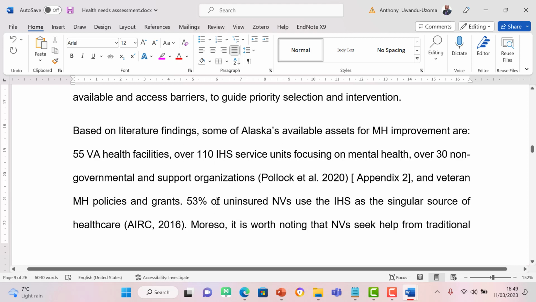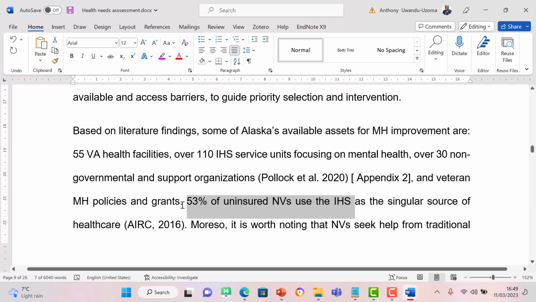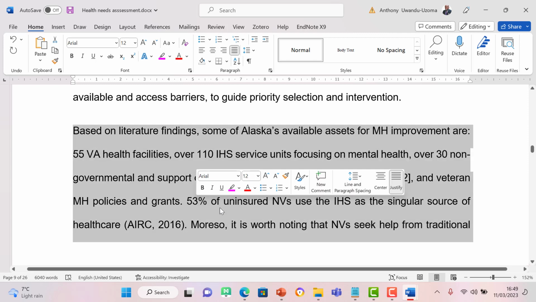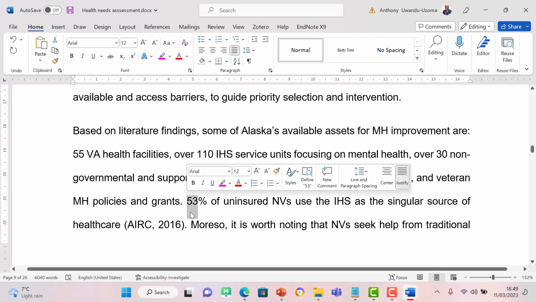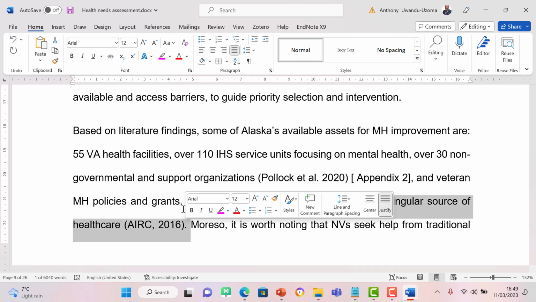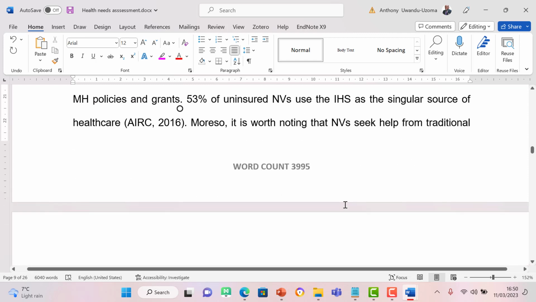Here you see that they said that 53% of uninsured non-veterans use. So how many of them are using these mental health services? Only 53%. And so that is a gap. That's a serious problem. So measures of service use, if you remember in the previous video, you can see here that only 53% are using IHS services. So that is very, very important.